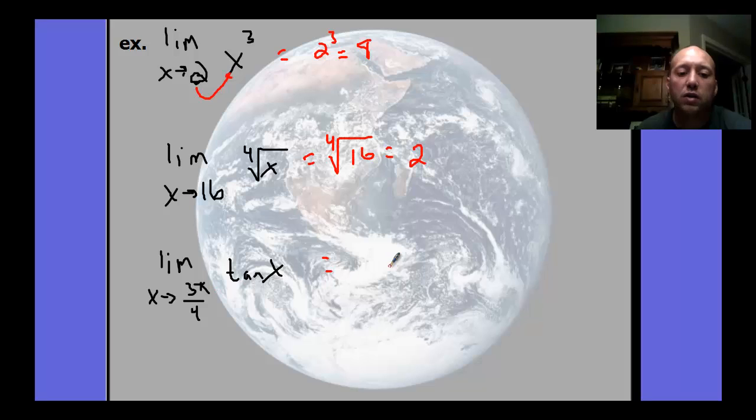And the same thing works with trig. Plug that in, so tangent of 3 pi fourths. So you figure what quadrant we're at, 3 pi fourths is here, and so we're at -1.